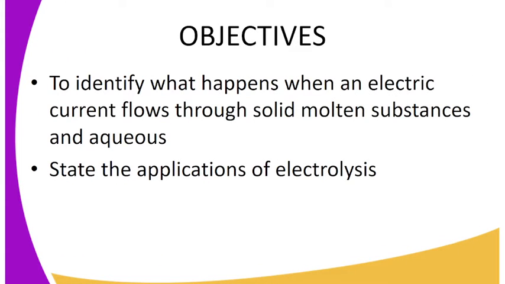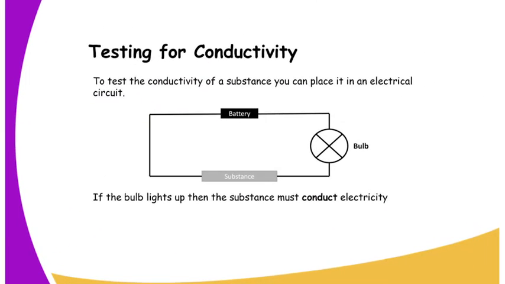The objectives of this lesson are: number 1, to identify what happens when an electric current flows through solid, molten substances and aqueous solutions. Number 2, to state the applications of electrolysis.